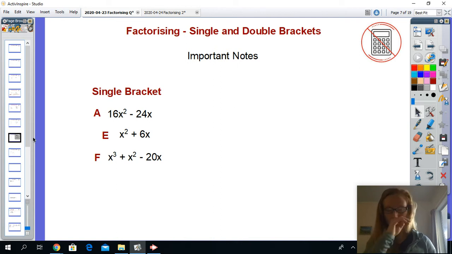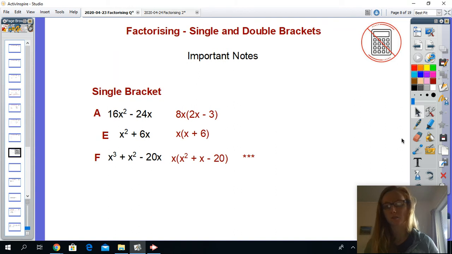So if we just focus on the single bracket ones for a moment, just before we go on to our main focus of double brackets, you can just pause this and see if you can actually now factorize those into a single bracket. Go. Okay, so factorizing these into the single bracket, we're always looking to take the highest common factor outside of the bracket. So for the first one, the highest common factor of both terms is 8x. Divide them both by 8x and we end up with 2x minus 3. Checking always that when we expand, again, we get back to what we should have. So 8x, 2x, yep, and 8x minus 3, yep.